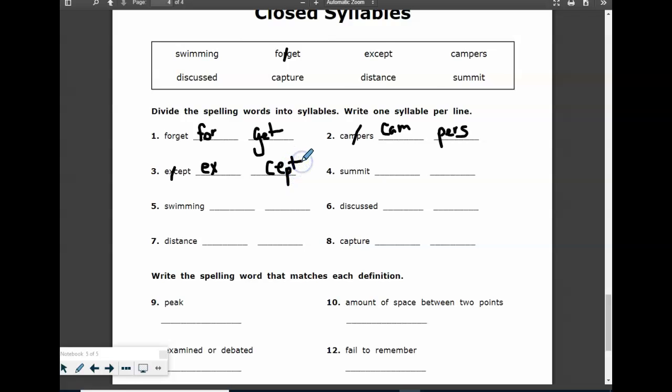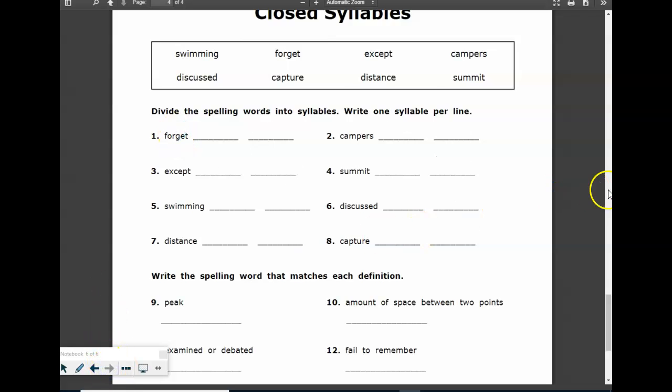And our last one that I'm going to do with you, summit. Right here, double M, double consonant. S-U-M-M-I-T. Okay, and you can finish these ones on your own down here. Once again, look for those two consonants right next to each other like that, and that's where you're going to break them.